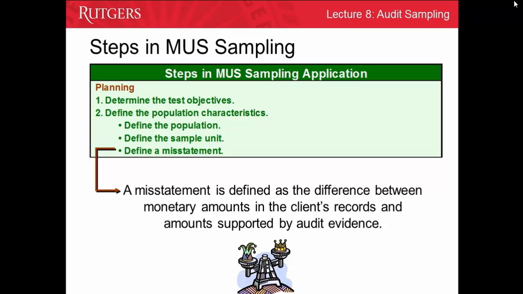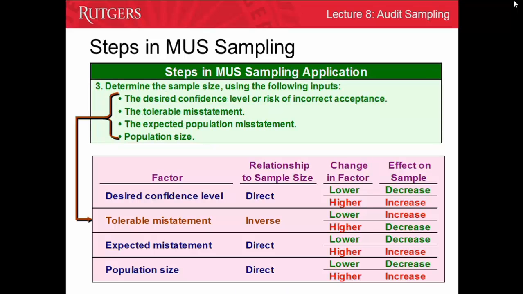Also, we need to define a misstatement. For MUS, a misstatement is defined as the difference between monetary amounts in the client's record and the amounts supported by audit evidence. After defining the population characteristics, we need to determine the sample size. We use the confidence level, the tolerable misstatement, the expected population misstatement, and the population size to decide the sample size.